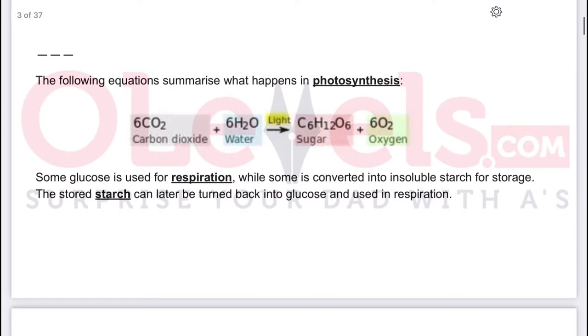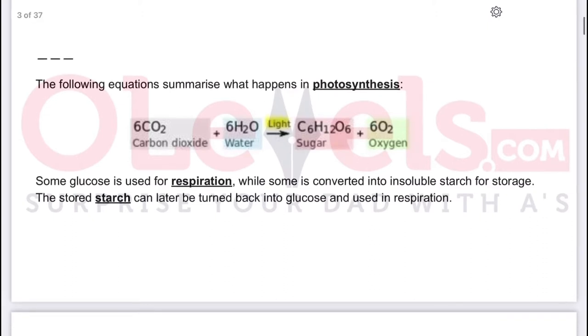The following equations summarize what happens in photosynthesis. So there are two equations. One is the word equation and the other is the chemical equation. The one below is written: carbon dioxide plus water, with the use of light, equals sugar plus oxygen. This is the word equation for photosynthesis.